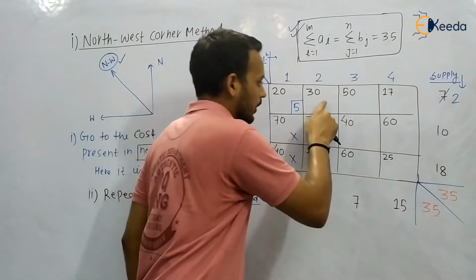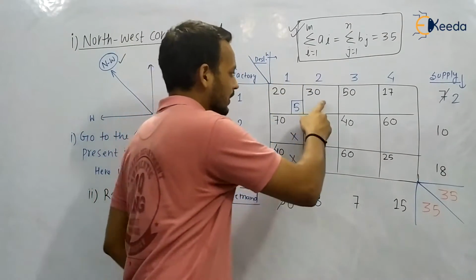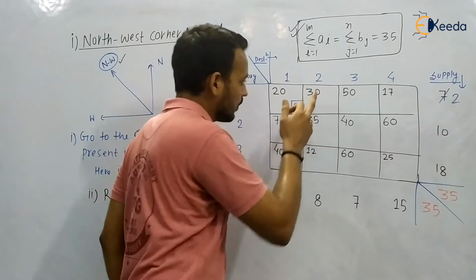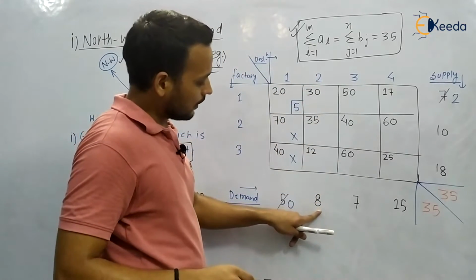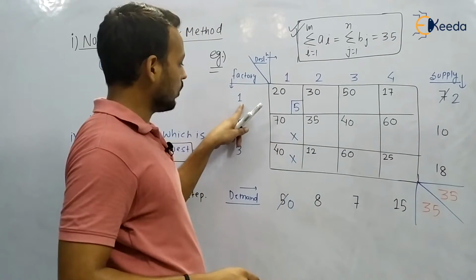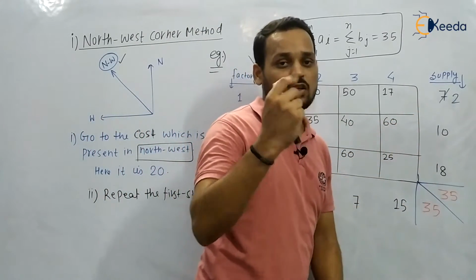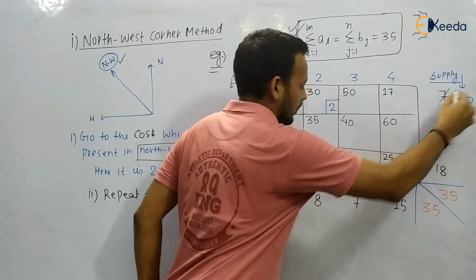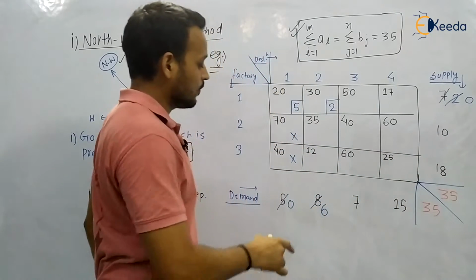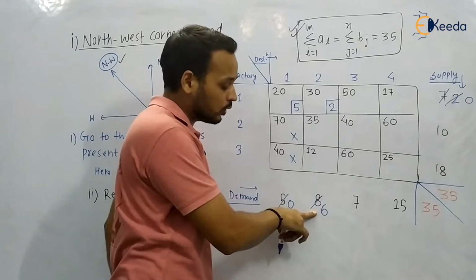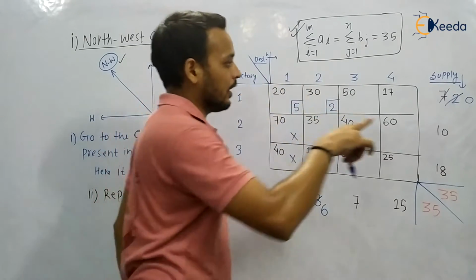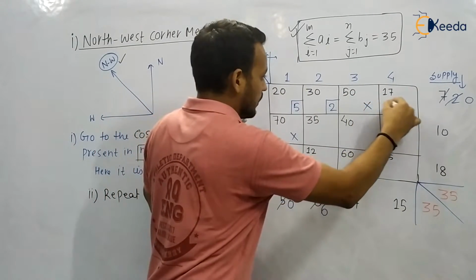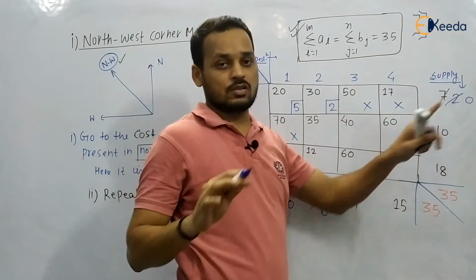So the northwest is now 30. This destination requires 5 units, and you will supply it from factory 1. Destination 2 requires 8 units, and factory 1 must supply it, but factory 1 has only 2 units, so it will supply only 2 units to this cost. So this will be 0 and this will remain 6. It means 2 units have been supplied, and factory 1 now has 0 units, so it can't supply items to these two, because it is 0.